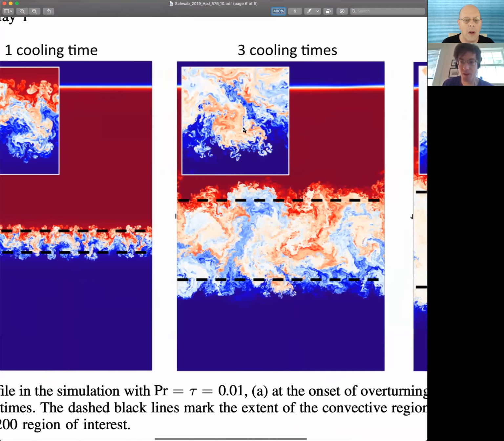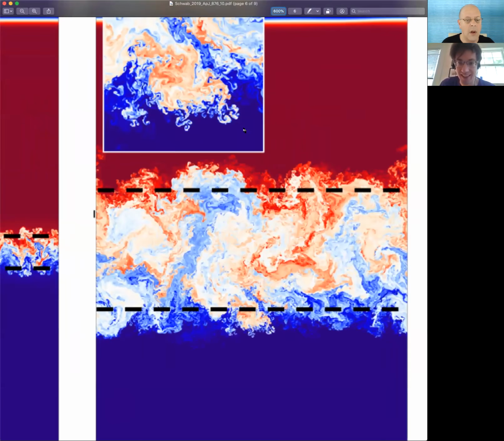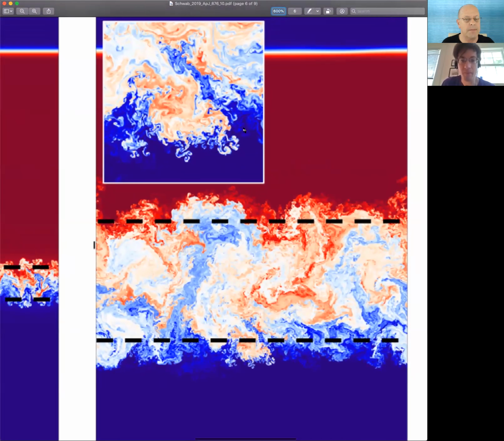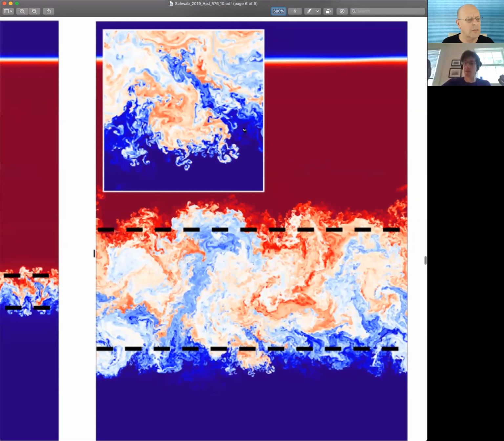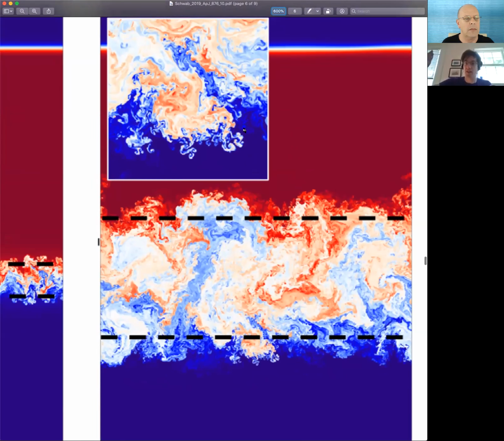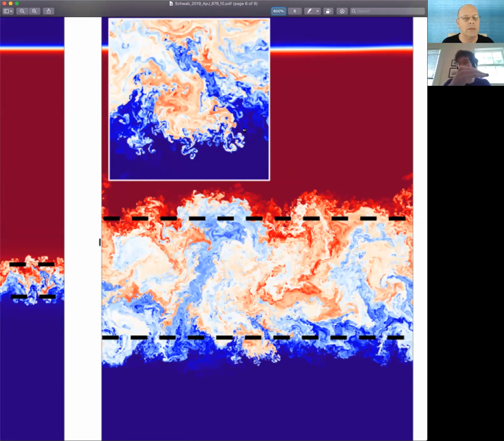So I like these pictures a lot. So this is 3 cooling times in. Yep. And you can see again, as the cooling time has gone and there's less and less temperature stabilization, the convection zone between the 2 black lines is getting larger and larger.